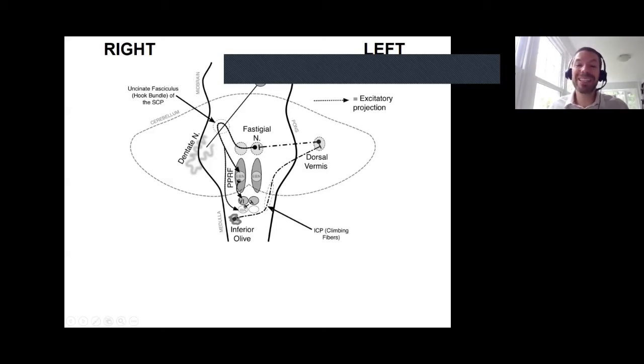But this lesion would cause contrapulsion. This lesion would cause ipsipulsion. But it's the same pathway. Okay.